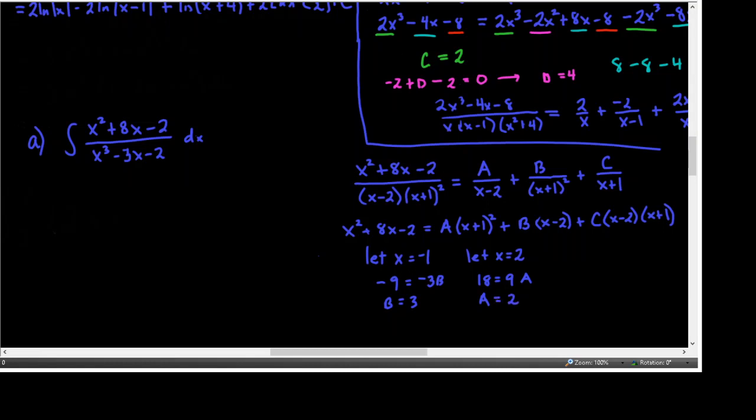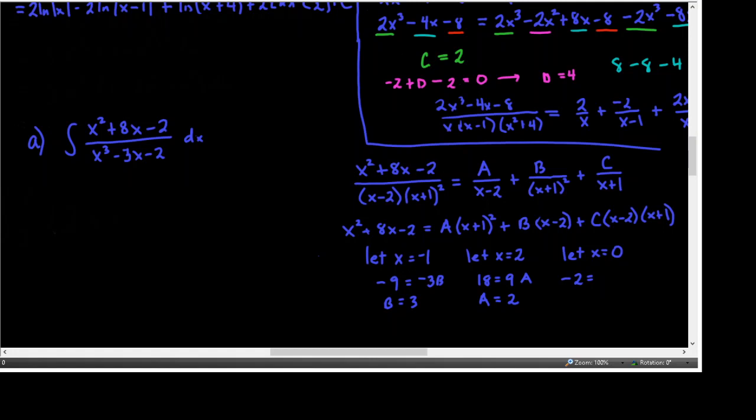Now this time we only have one left to go. So instead of substituting b and a into that equation, if you only have one to go, and notice with 2 and -1, that c term for those is never going to be still there. So if you only have one to go, let x be anything. And I like 0 because it's easy to substitute. Anything you haven't already used. And so 0 squared plus 8 times 0 minus 2 is -2 on the left.